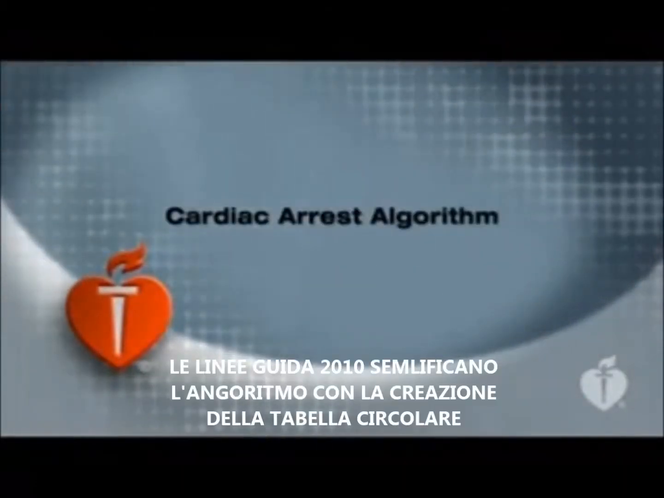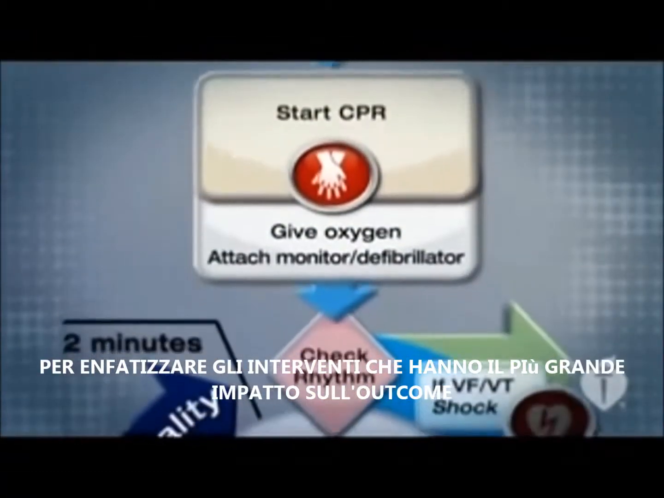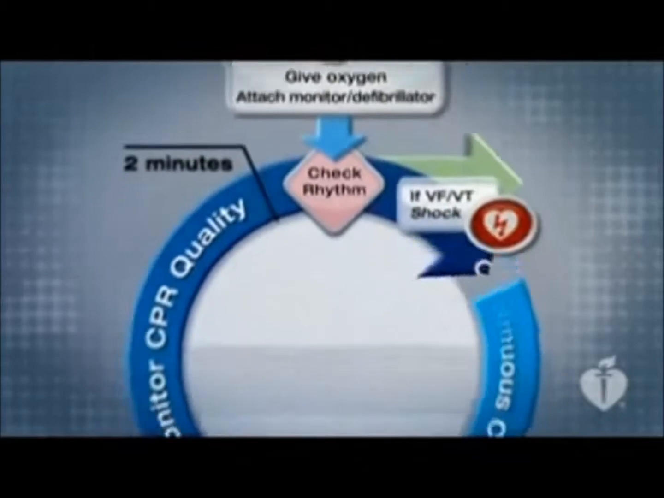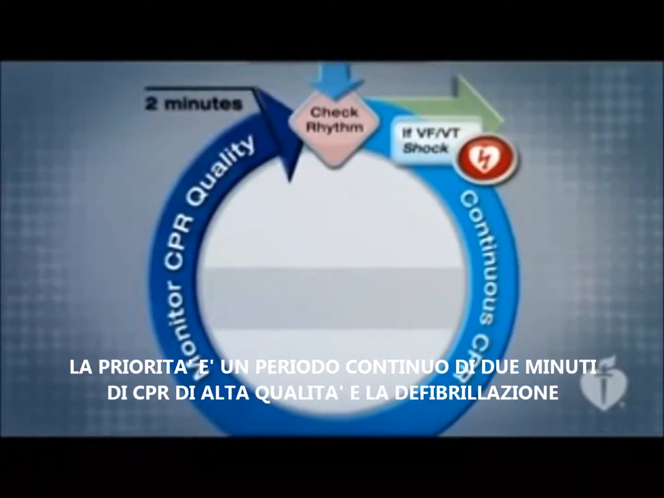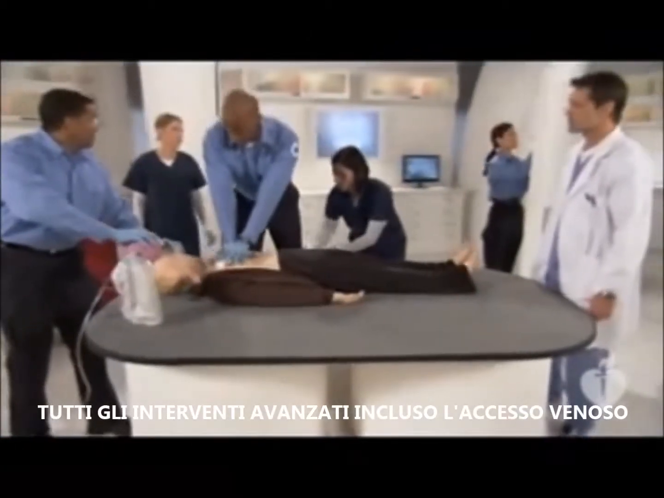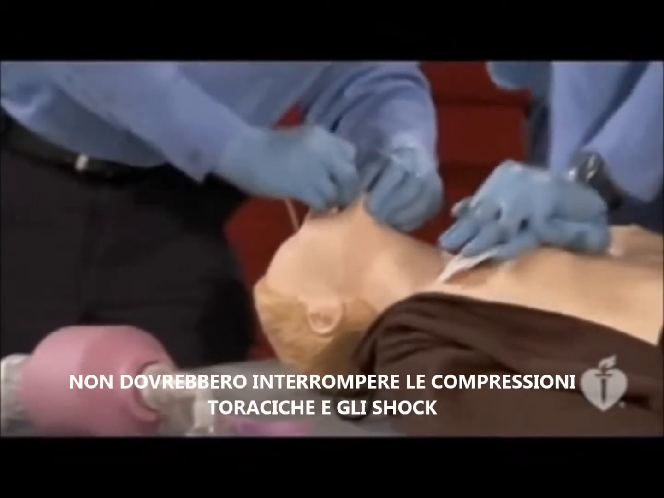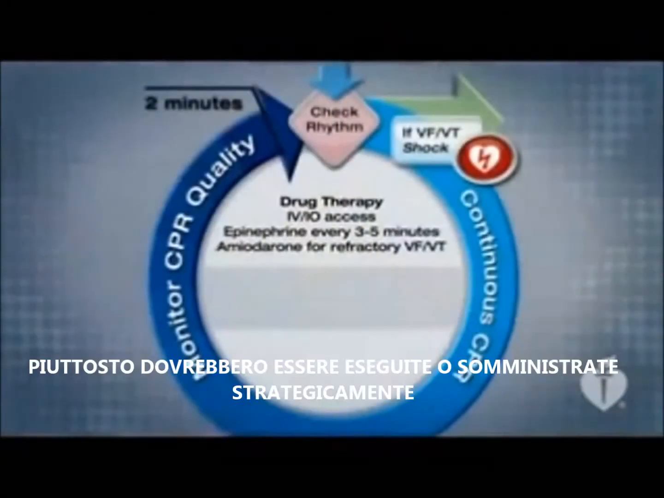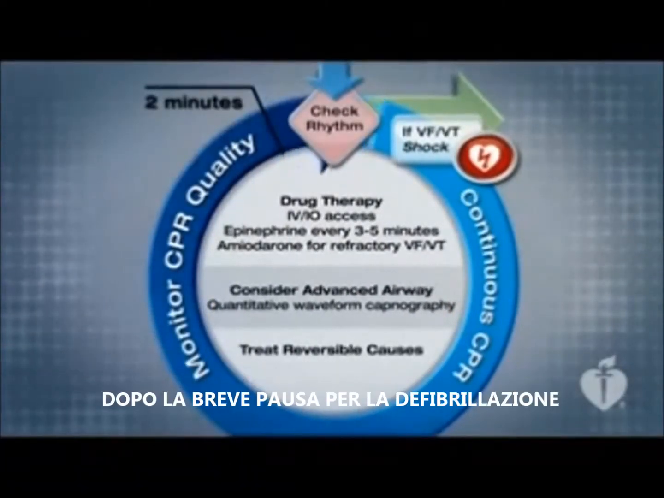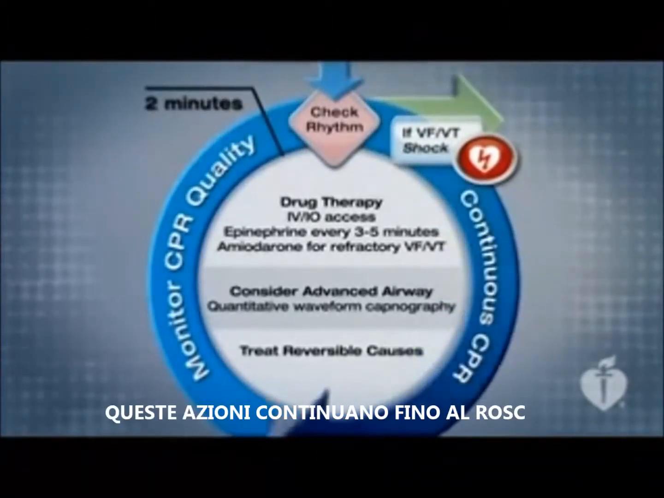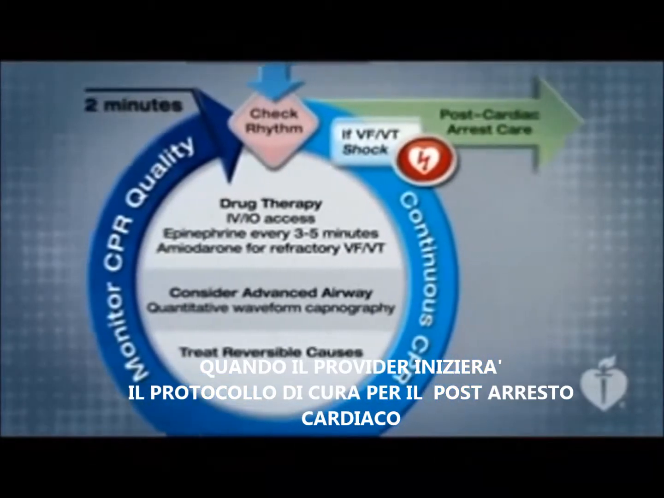The 2010 guidelines simplify the algorithm and create a circular chart to emphasize the interventions that have the greatest impact on outcome. The priority is the 2-minute continuous period of high-quality CPR and defibrillation. All advanced interventions, including IV access, drug delivery, and advanced airways, should not interrupt chest compressions and shocks. Rather, they should be performed or administered strategically after the brief pause for defibrillation. These actions continue until ROSC, when healthcare providers will initiate post-cardiac arrest care protocols.